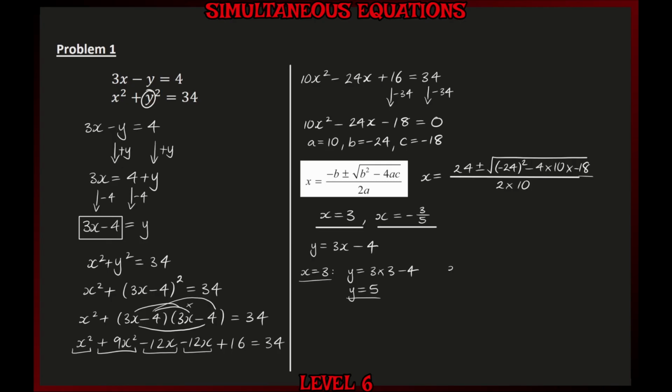If we now look at what happens when x is equal to minus 3/5, we have y is equal to 3 multiplied by minus 3/5 minus 4. And that gives us minus 29 over 5. So y equals minus 29 over 5 pairs with x equals minus 3/5. So our final solution to problem 1 is x equals 3, y equals 5. That's our first pair. And then separately, x is equal to minus 3/5, y is equal to minus 29 over 5.